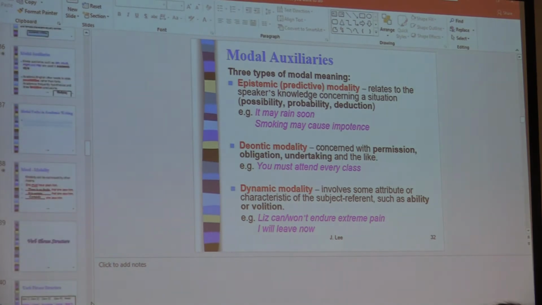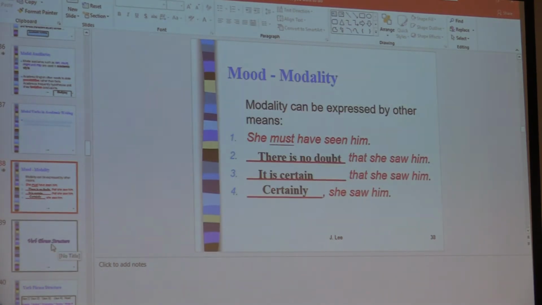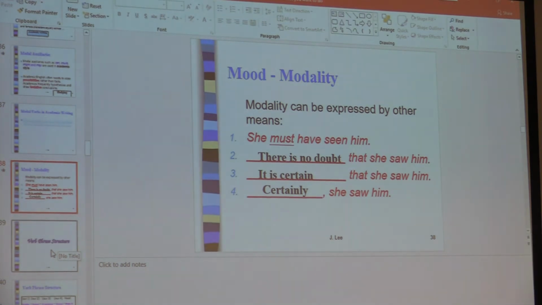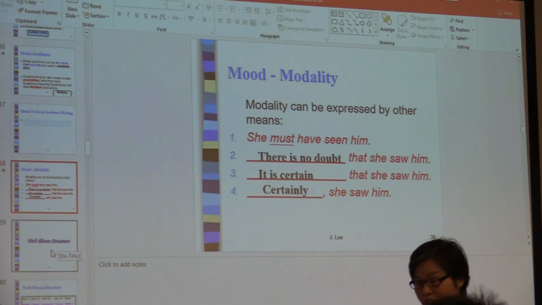Well, I think I can't go through all the PowerPoint now, but you should have read them. Do you have any questions, by the way? Up to slide 38 here. Have you got any questions? If not, then we'll move on to the verb phrase structure, okay?